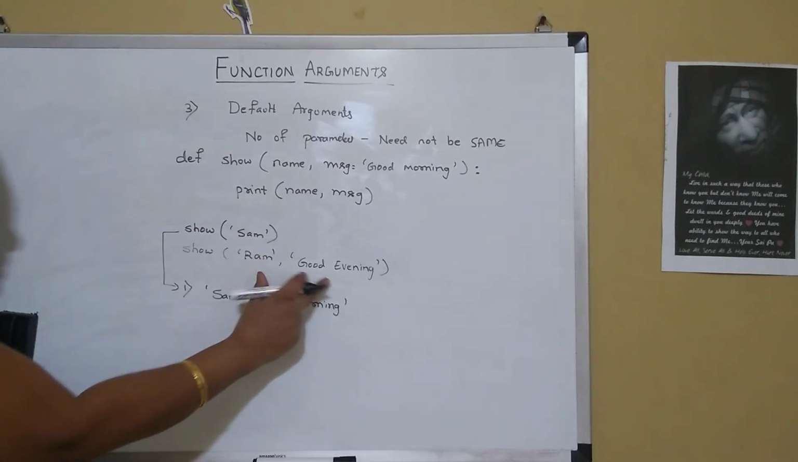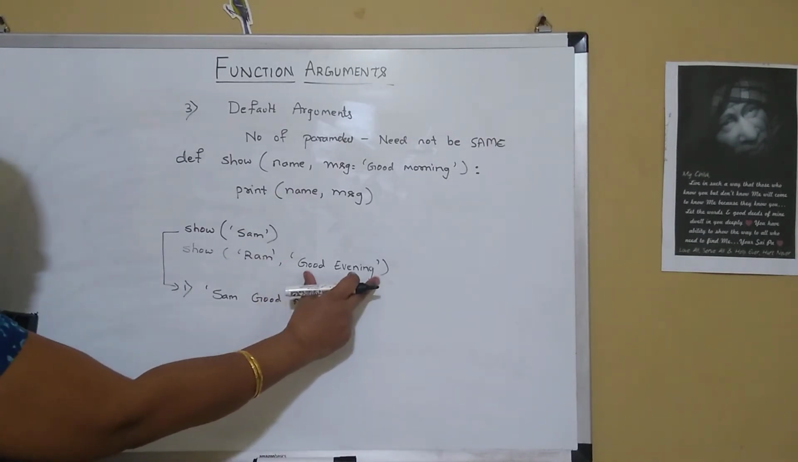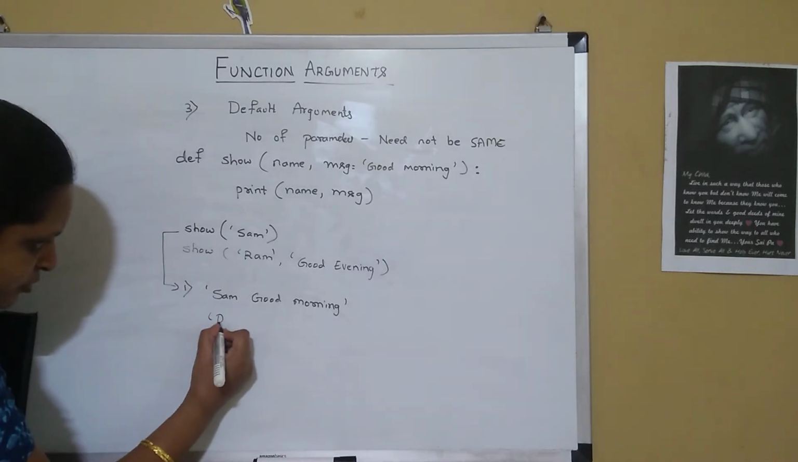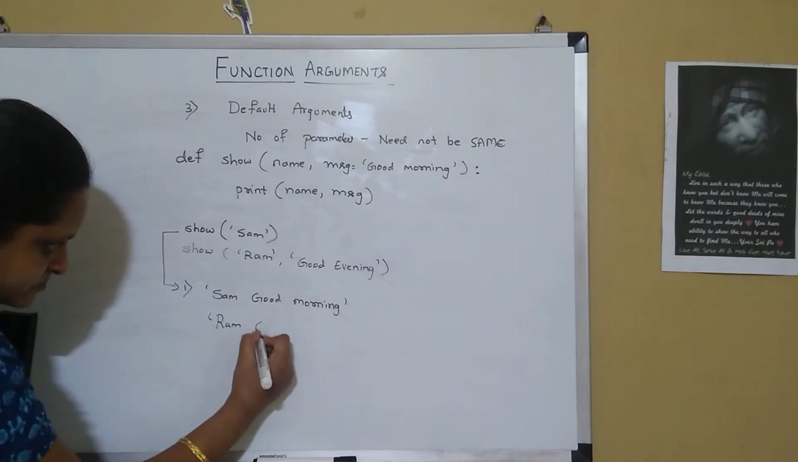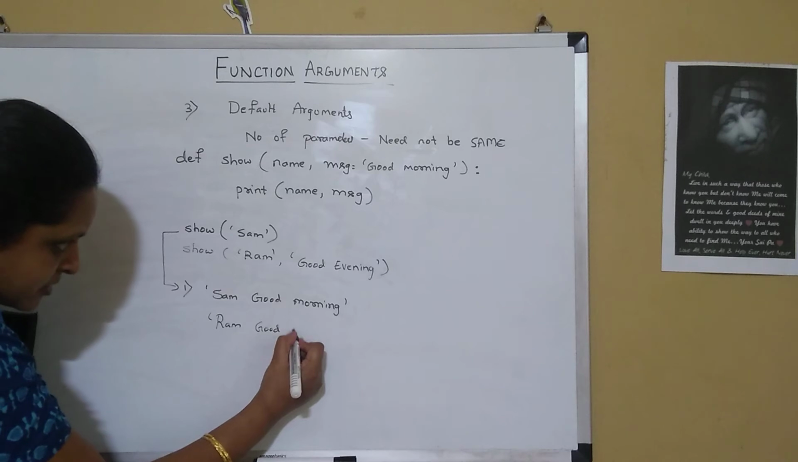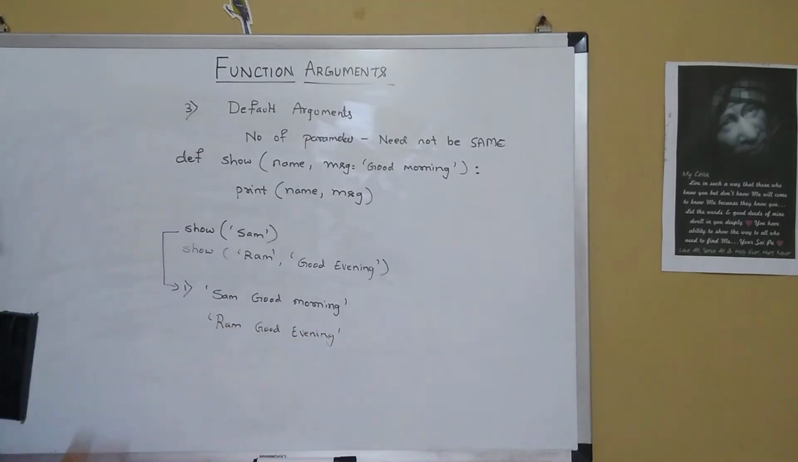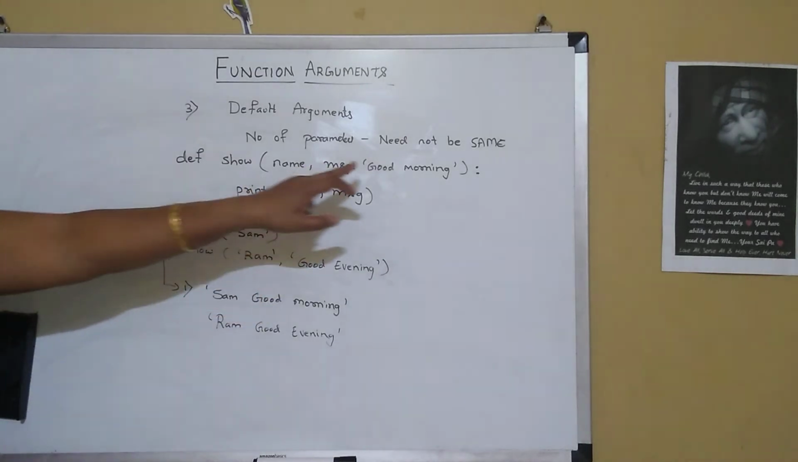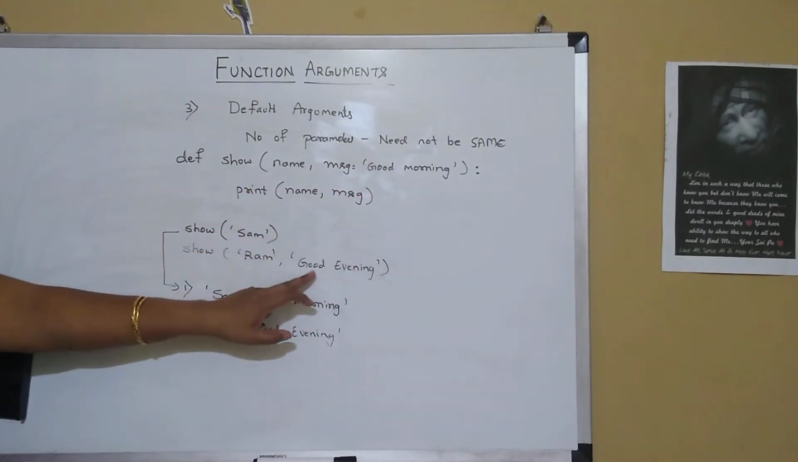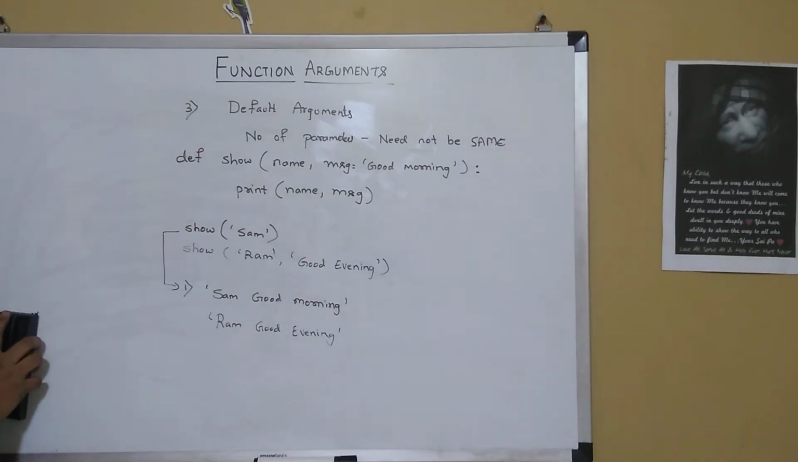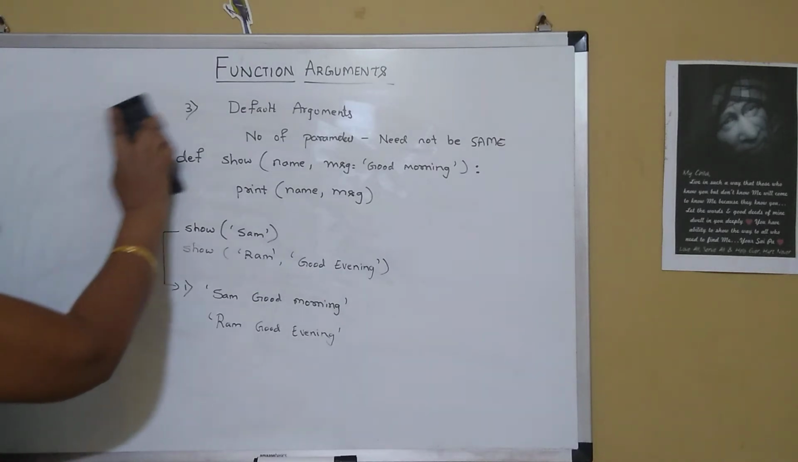For the second, we are passing two parameters. So the default value will be replaced by this value. So we get the output Ram and then good evening printed on the console. So if we don't pass any argument, it will take the default value. If we pass the value, it will take this particular value. So this is how the default arguments work in Python.